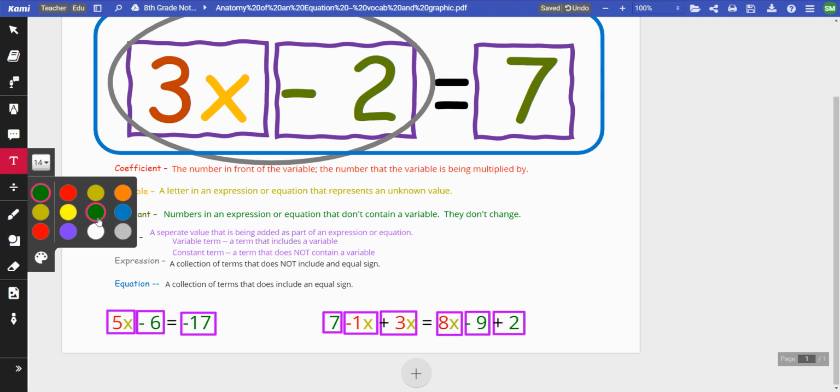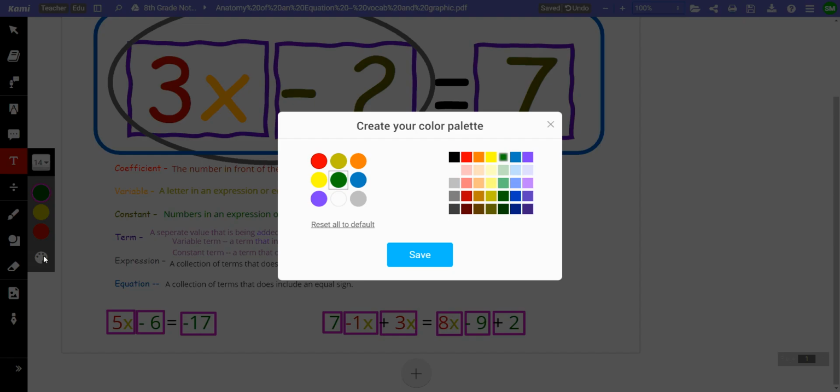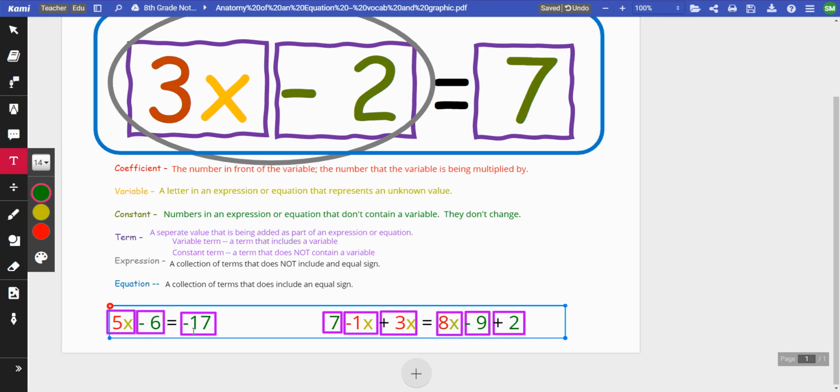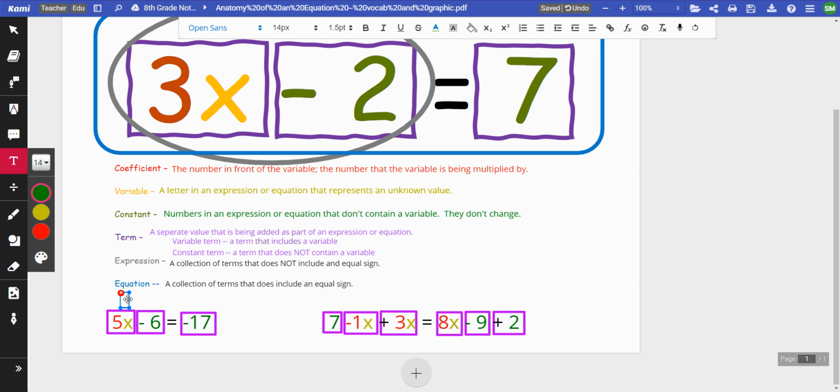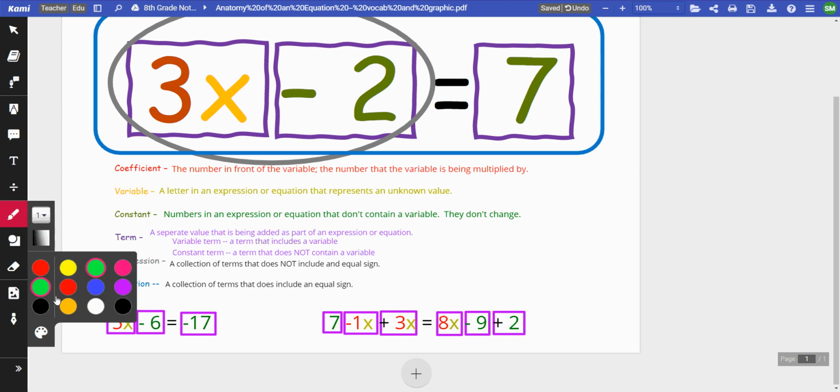And now I'm going to go back and, oh, look at that, I don't have a black anymore. Black. I am going to label these terms as either variable or constant. And actually, I don't want to do that. This is what I want to do. I'm going to use black. I like to draw a wavy line because that's kind of variable. It goes up and down under my variable terms, and a straight line under my constant terms.